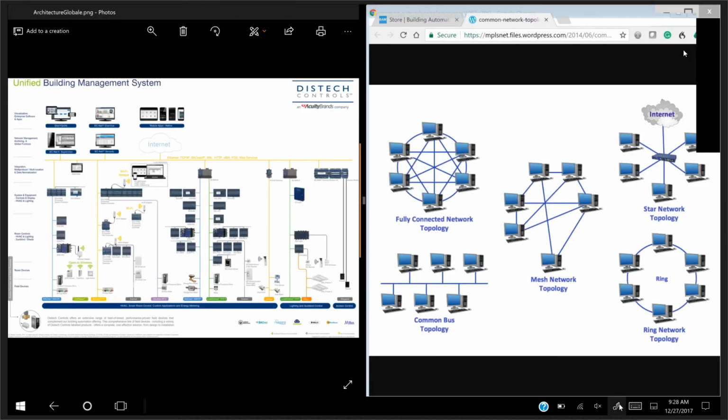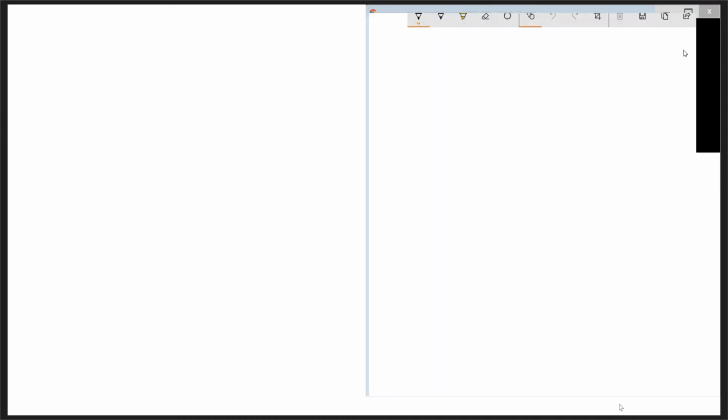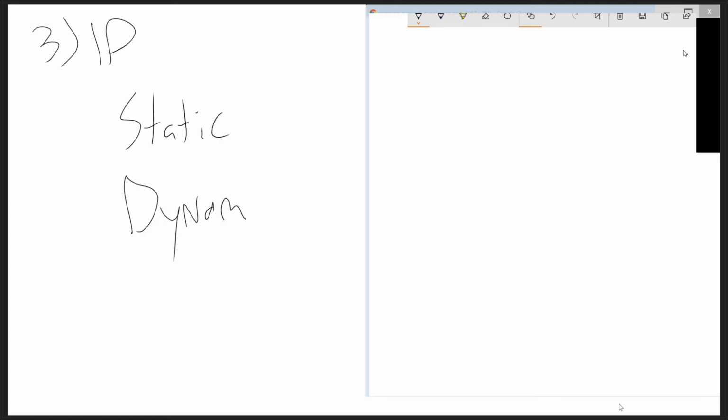Okay. And I'm going to cover one last thing before we open it up for questions. All right, the last thing I want to cover at the IP layer is the difference between static and dynamic addresses. So static addresses are where you assign an address to a device and that address stays there. It does not change, okay?